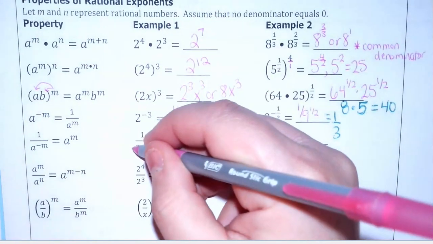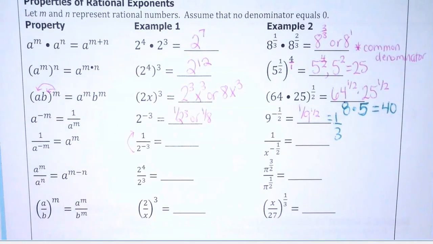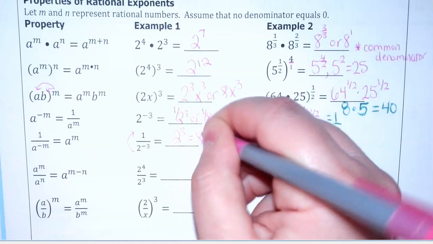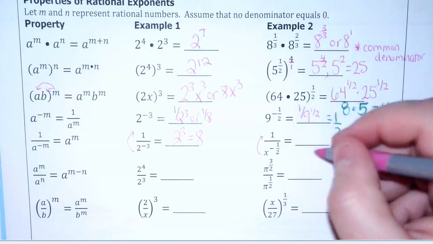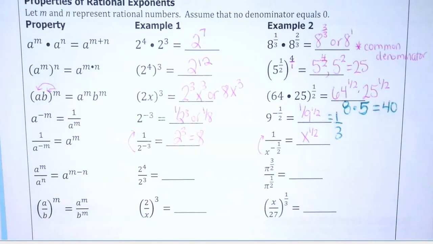Opposite, if the negative exponent is in the bottom of the fraction, move it and lose it. We're just going to move it to the top. So this would just become 2 to the 3rd, or just a plain 8. Same thing with variables. This is going to move to the top, even though it's got a rational exponent. This would just be x to the positive 1/2 power.